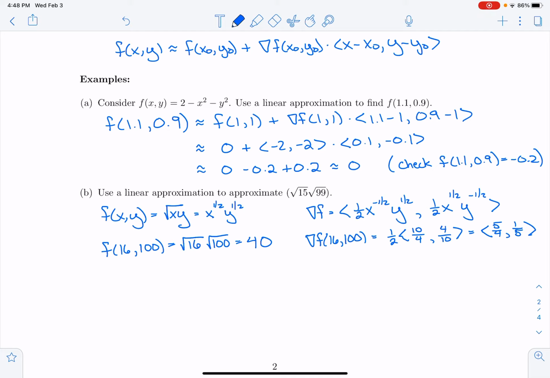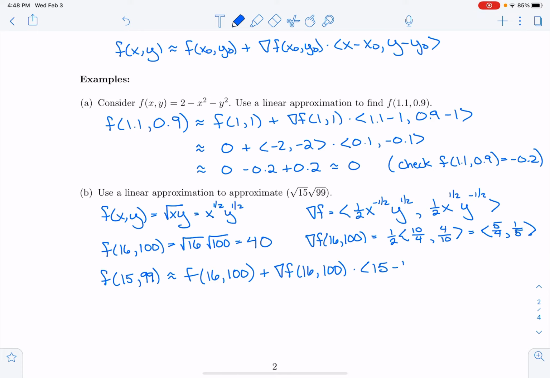So we're going to have that f of 15, 99. Sorry, not f of 1516, f of 1599. That's going to be approximately f of 16/100 plus the gradient of f at 16 and 100 dotted with, in this case, 15 minus 16 and 99 minus 100.